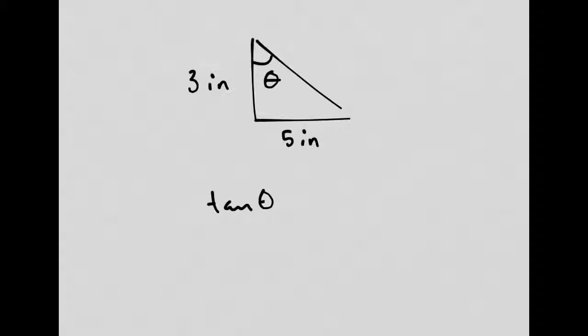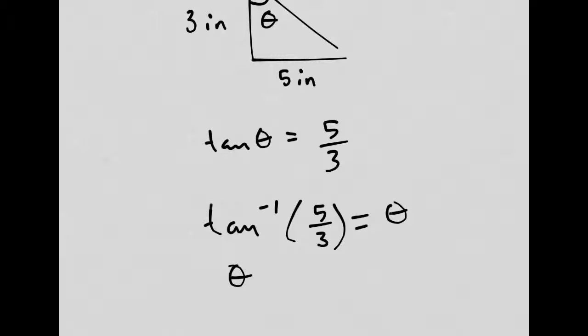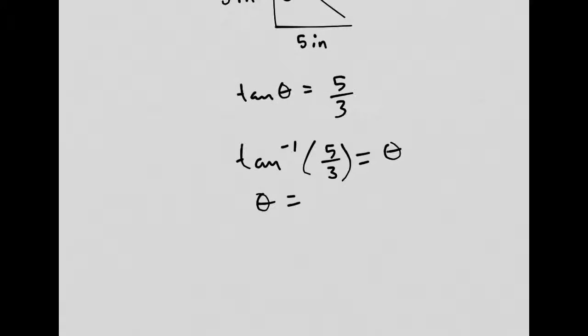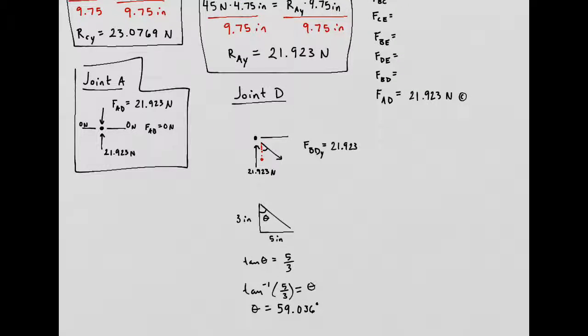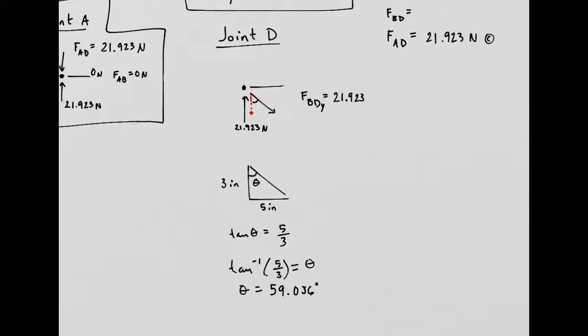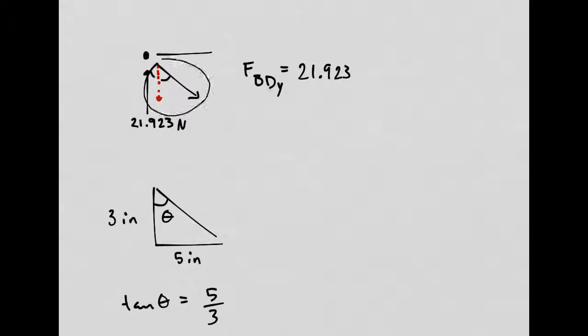Tangent of theta equals, well, that's opposite over adjacent. So that's 5 over 3. That means inverse tangent of 5 over 3 is theta, and theta is what I get when I plug this into my calculator: 59.036 degrees. So there we go. So now I can go back to this stuff.